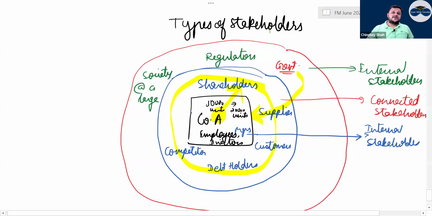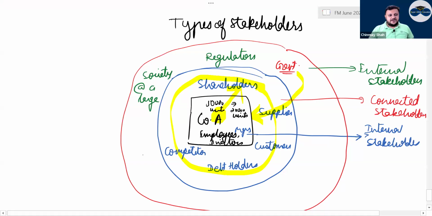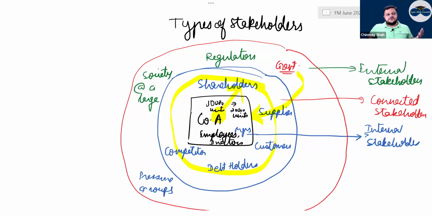Then there is something called pressure groups. Pressure group means what? You fired these 100 employees, correct? So the pressure groups will come and try to pressurize you to take them back in the organization. Will the pressure groups directly come? No, they are outside the organization. Can they come inside the organization and pressurize you? No, they will remain at the outskirts and try to pressurize you. Correct or not? Type of stakeholders. Best way to remember it: internal, connected, external. Any problem? Tell me.